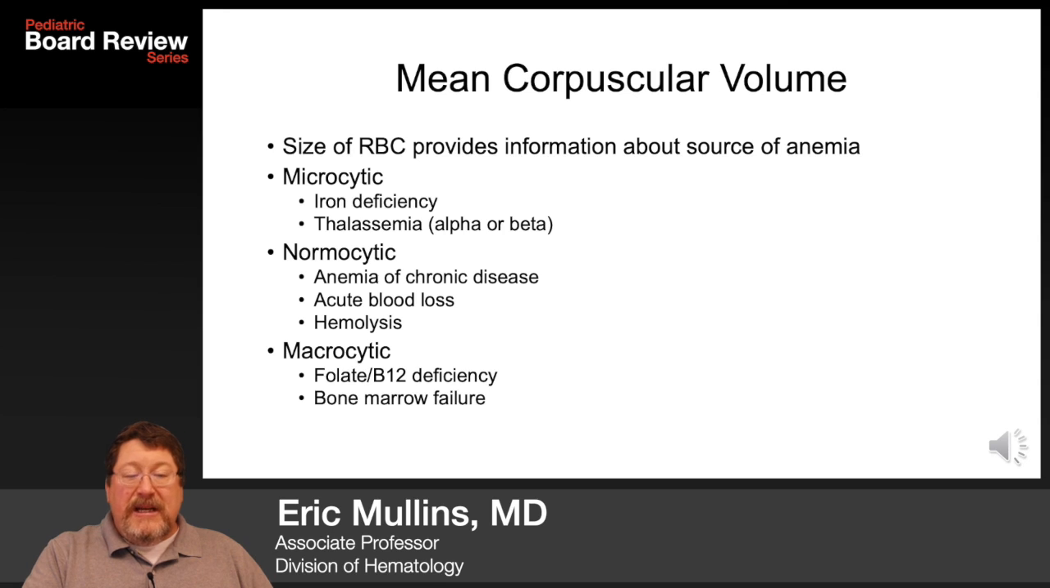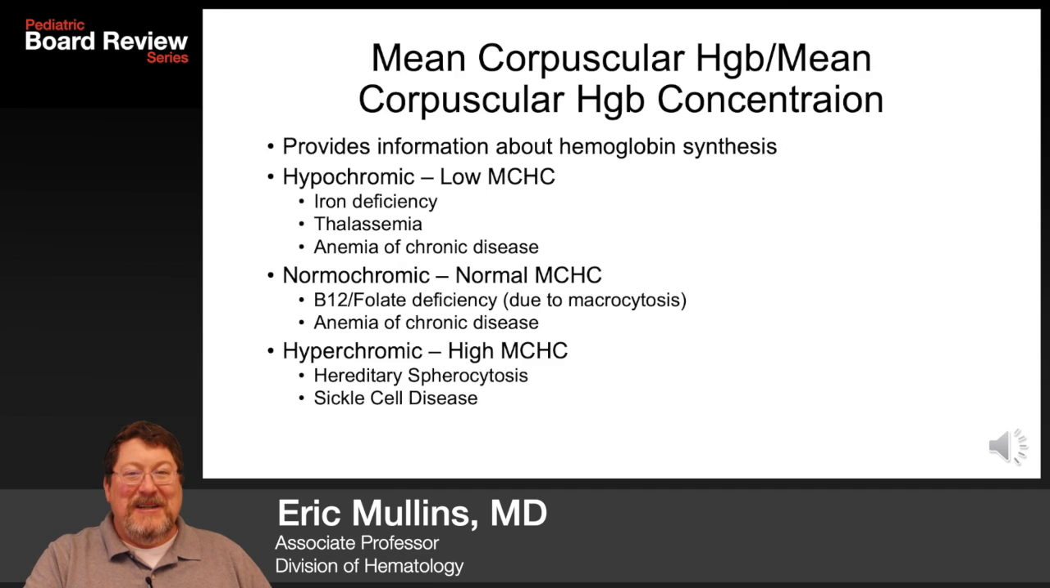Alternatively, if you have a normocytic red blood cell, things like anemia of chronic disease, acute blood loss, or hemolysis might be indicated. In the rare cases, in pediatrics at least, that we see macrocytic anemias, the most likely causes would be either folate or B12 deficiency, which is quite uncommon in pediatrics, and then bone marrow failure, which is also uncommon, but actually less uncommon than folate and B12 deficiency in pediatrics.